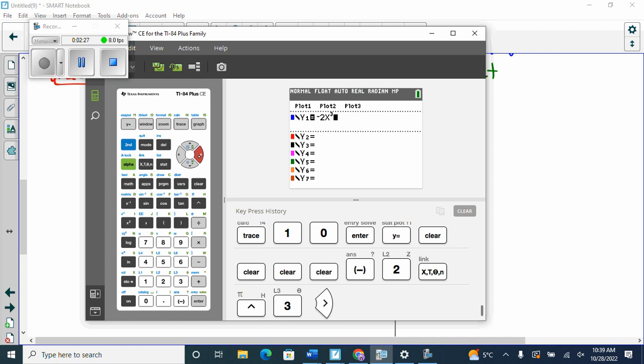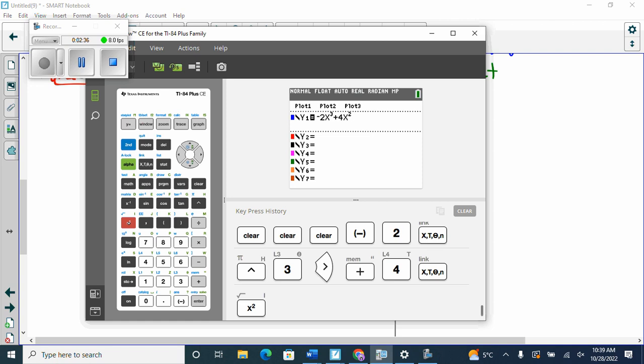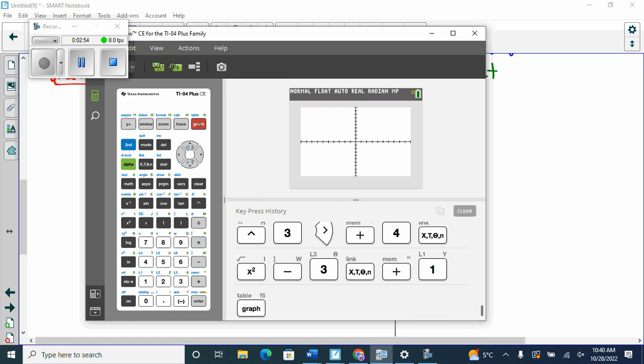So if yours is one that pops up as an x cubed like mine, you have to arrow it to the right to bring it back down, and then type the rest in. 4 plus 4x squared minus 3x plus 1. And then go zoom 6 if your window's set weird. Zoom 6 will help. I know mine's set to negative 10 to 10, so I can just press graph. But you can press zoom 6. So you're going to see a graph in front of you, and it should look like that.